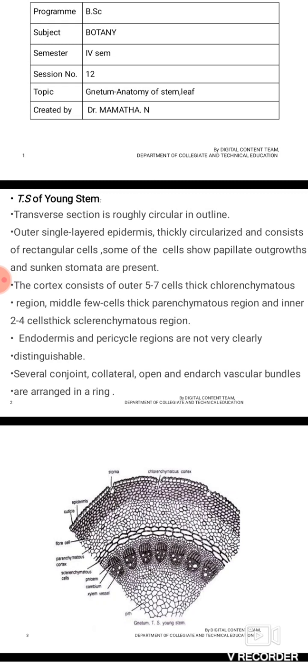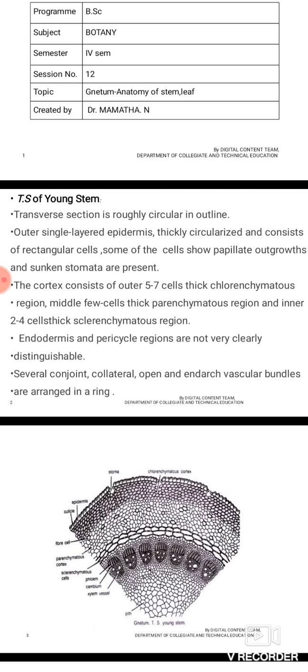The outermost layer is epidermis, which is single layered, thickly cuticularized, and consists of rectangular cells, and some of the cells show papillate outgrowths, and sunken stomata are also present.